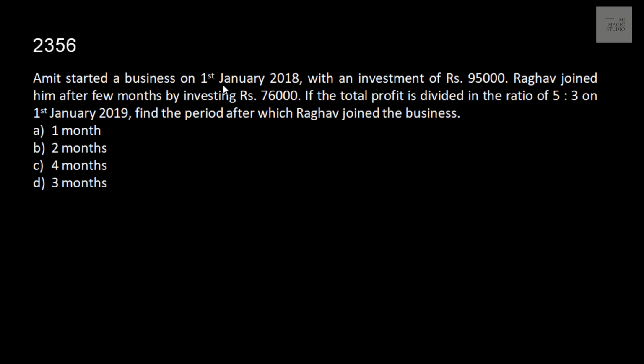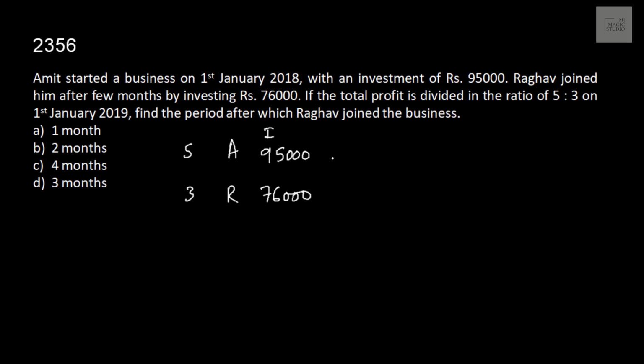Amit started a business on 1st January 2018 with an investment of 95,000. Raghav joined him after a few months by investing 76,000. If the total profit is divided in the ratio of 5:3, profit ratio is 5:3, on 1st January 2019, that means exactly after 1 year.